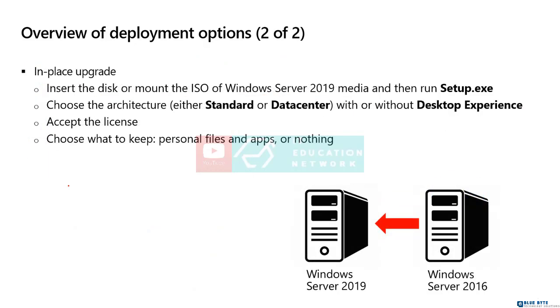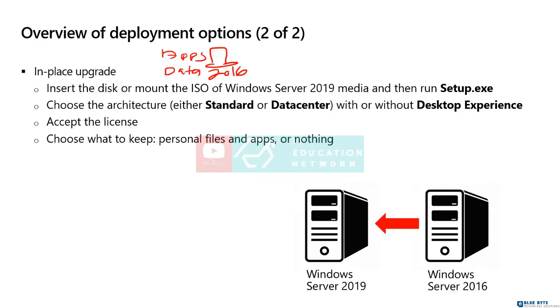The other install is an in-place upgrade. Now this means you have a server like 2016, we'll say. You already have this configured with applications and files and all those things. We'll say data. Everything's already configured on this server. You want this server to remain configured exactly the way it is.